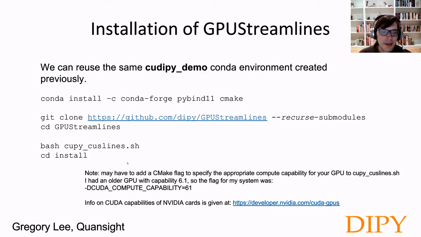The only issue I had when trying this out was that my GPU was a little bit older than what's assumed in the CMake files packaged with GPU Streamlines, and I had to go in and add a specific flag to CMake telling it my card had a compute capability of 6.1. So there's this minus D CUDA compute capability equals 6.1 flag added to the CMake call. And if your card has compute capability at least 7, I don't think you'll need to edit anything in that script. But if you're on an older card, you may need to look up your compute capability and add it there.